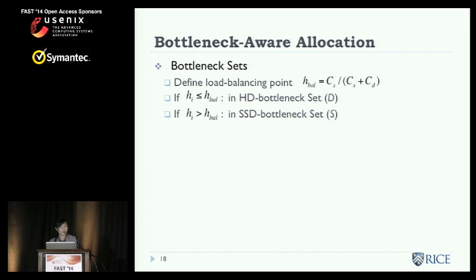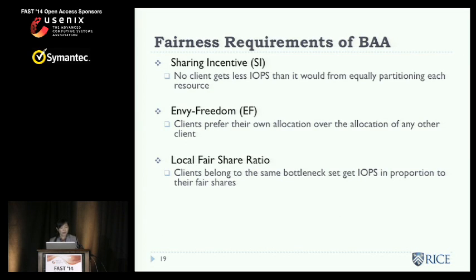If a client's hit ratio is less than or equal to this point, its bottleneck is on HD, so it is an HD bound client and belongs to the HD bottleneck set, which we denote by capital D. Similarly, if a client has a ratio higher than this point, it's an SSD bound client and belongs to the SSD bottleneck set, denoted by S. Now we will define some fairness requirements for bottleneck-aware allocation.